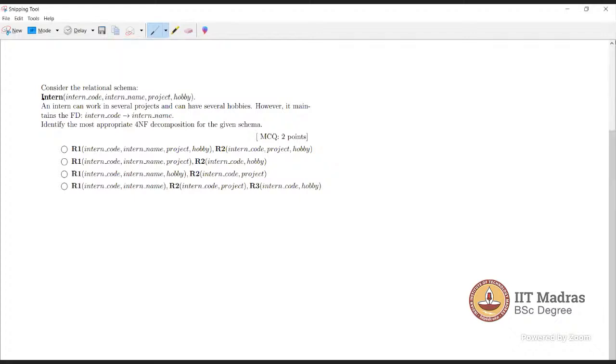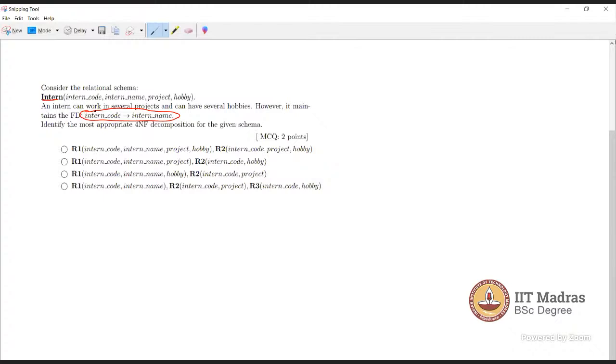So we have the given relation Intern. The condition is: an intern can work in several projects and can have several hobbies. However, it maintains the functional dependency intern_code determines intern_name. So there is only one functional dependency. Now we need to find the appropriate 4NF decomposition for this. What does 4NF mean? There should not be any multi-valued dependency, right?